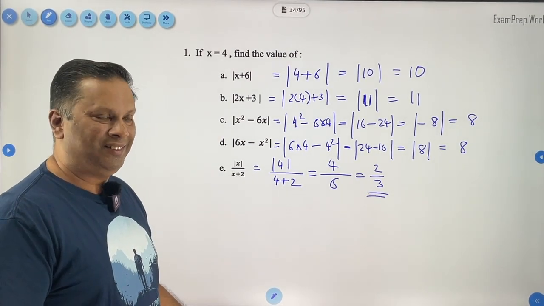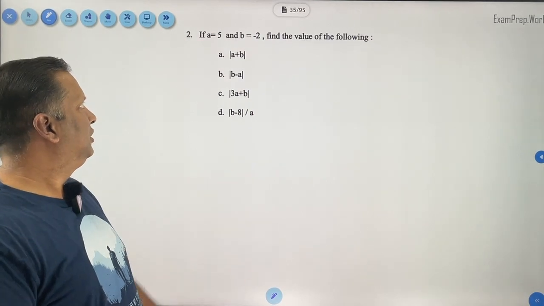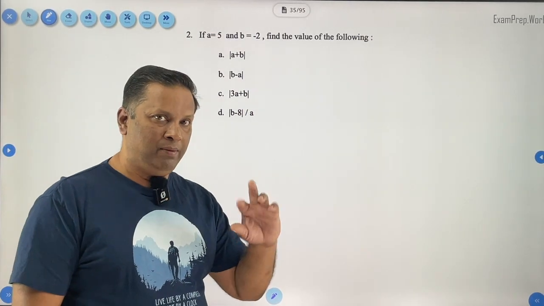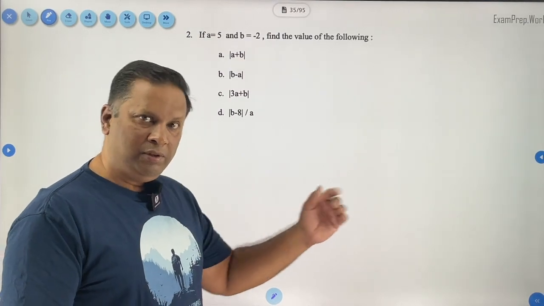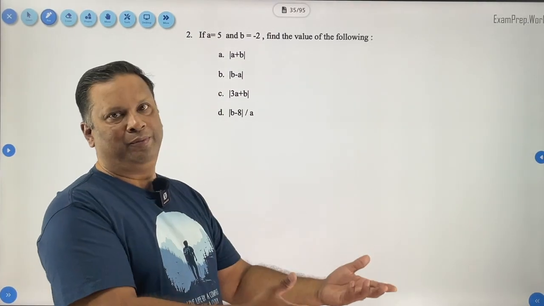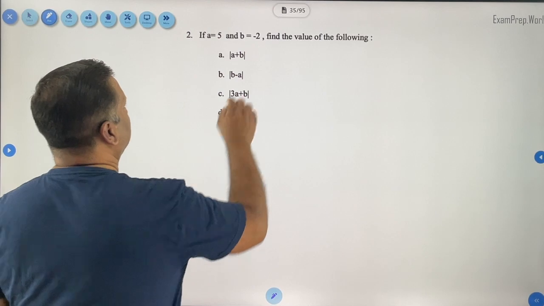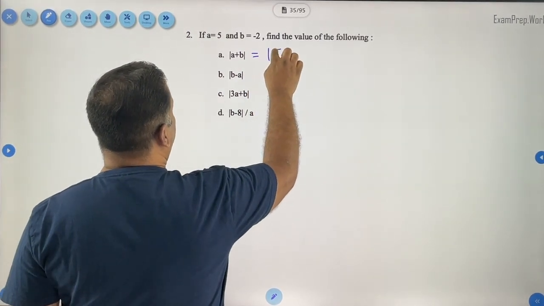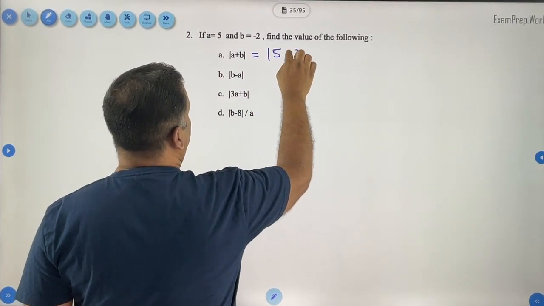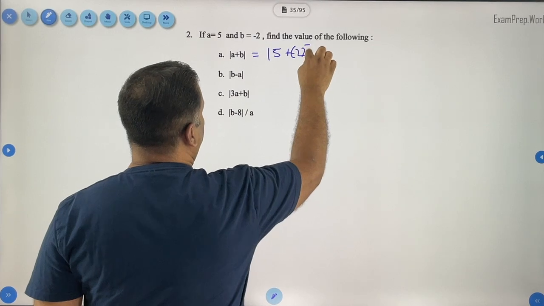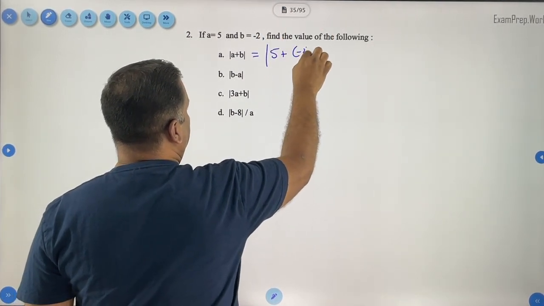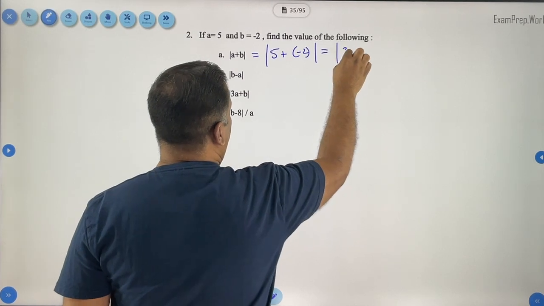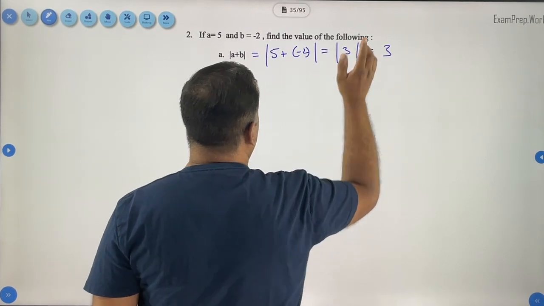Pause, right. Now we will do this. Here they have given two values, a and b. We'll input them into the function and see what values we get. If we get a negative, we'll make it positive. If it is positive, we'll leave it positive. Okay, so let's go ahead. So a is given as 5 and b is negative 2. So write it like this, 5 plus negative 2, which is mod of 3, which is 3.